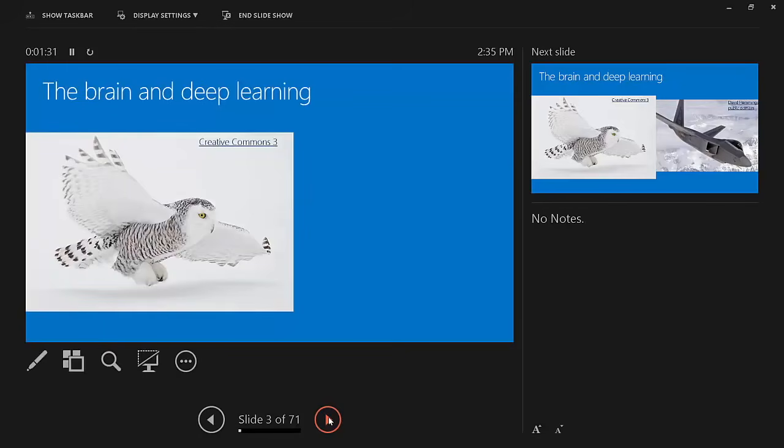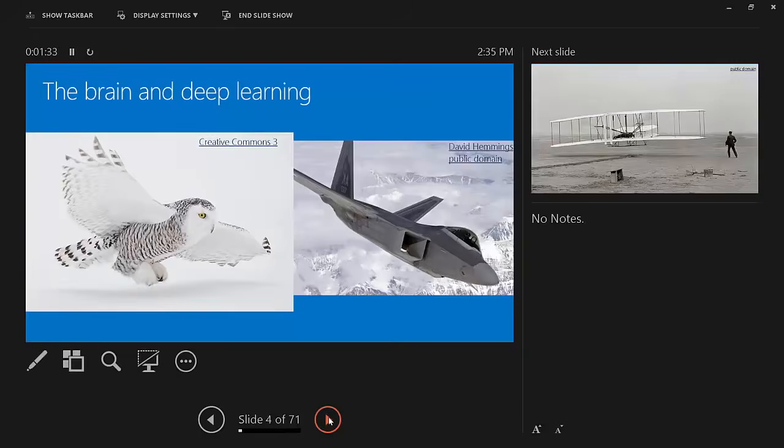So if this is our brain, this is deep learning. An owl can fly, a fighter jet can fly, but there are a whole lot of things that an owl can do. And arguably, it's a much more complex thing. Although what the fighter jet does, it does really, really well. So deep learning is the fighter jet. Highly specialized, highly engineered.